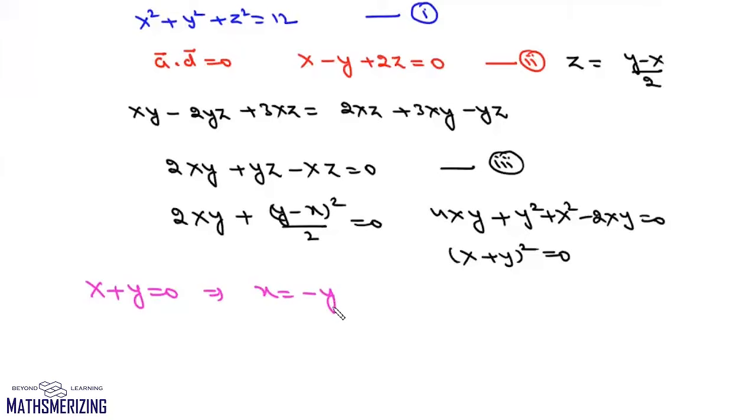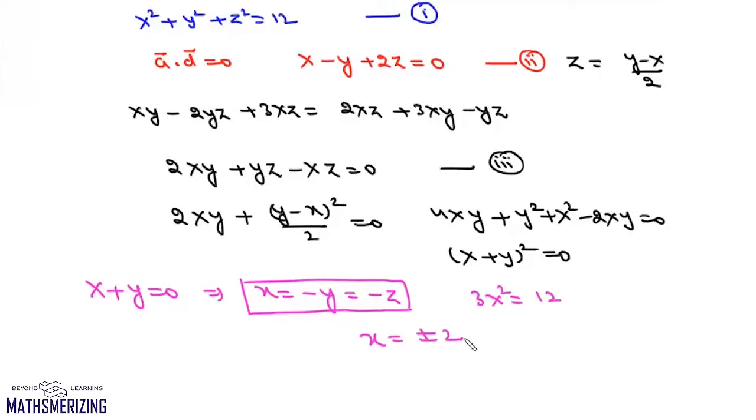Now if we put y as minus x, we'll get z as minus x. So it will also be equal to minus z. So the condition that we are getting is x equals minus y equals minus z. Now since x square plus y square plus z square is 12, from here we'll get 3x square equal to 12. Value of x is plus or minus 2. So we'll get two cases. Case 1, either the values are 2, minus 2, minus 2, or when x is minus 2, it will be minus 2, 2 and 2.